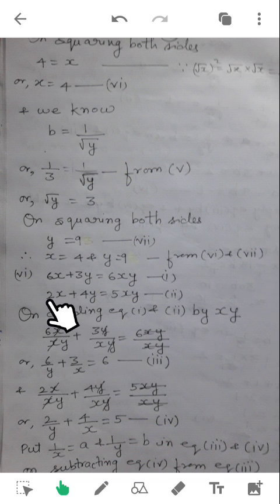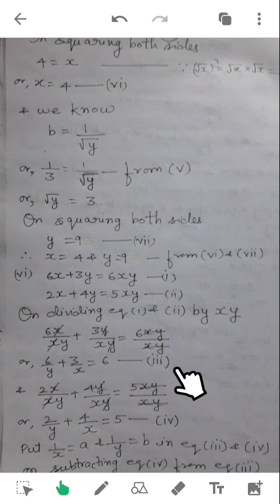On dividing the whole second equation by xy, see here, 2x divided by xy, we have to divide all the terms by xy, 4y by xy, 5xy by xy. xy will cancel out here. Here x and x are getting cancelled out. Here y and this y are getting cancelled out. What is remaining is 2 by y plus 4 by x is equal to 5. Say this one as the fourth equation.